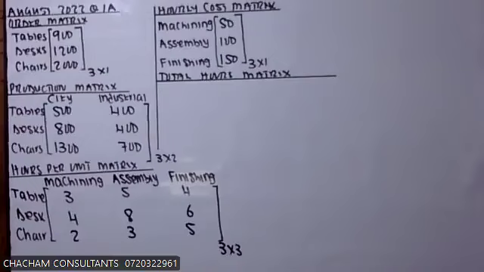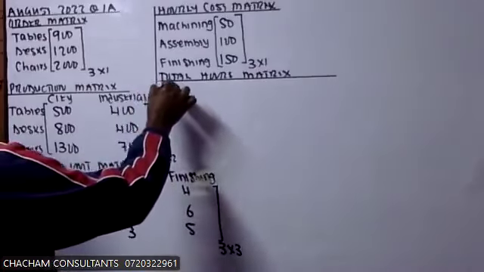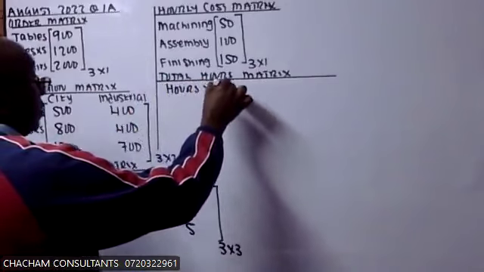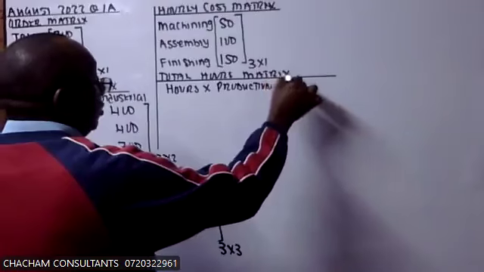So I will have to start with the one for the hours. This one. So this will be the hours times the production to give us the total.